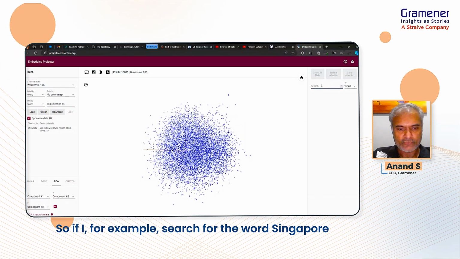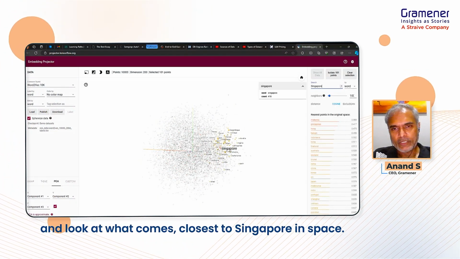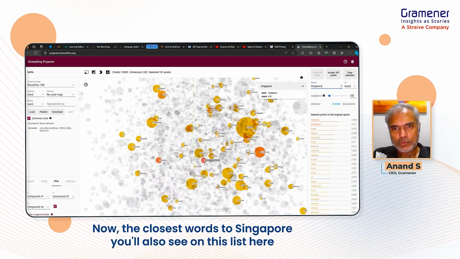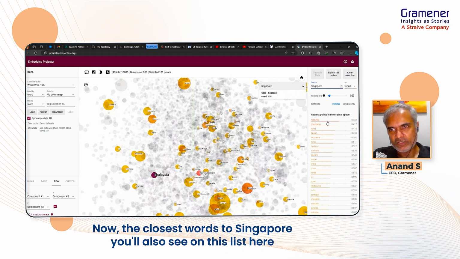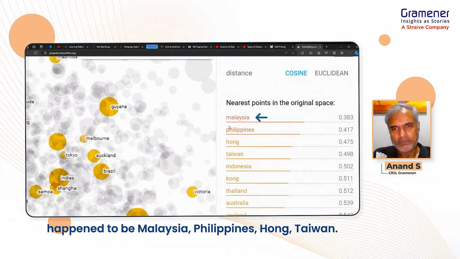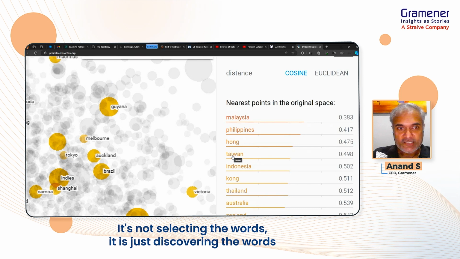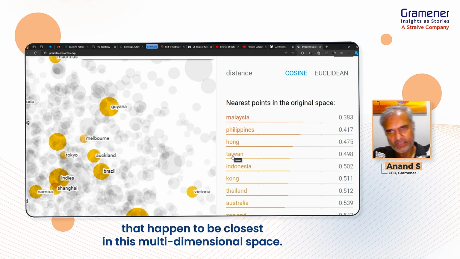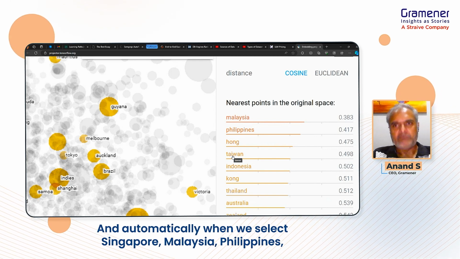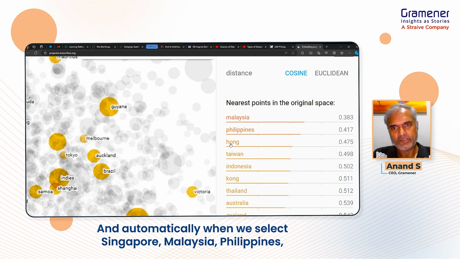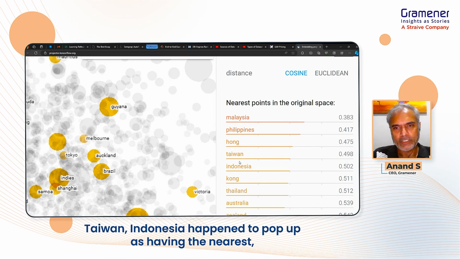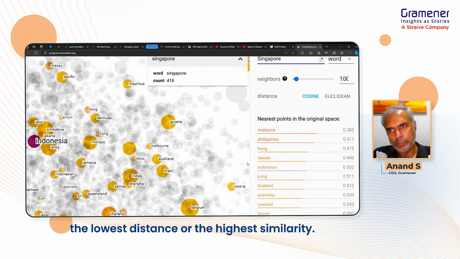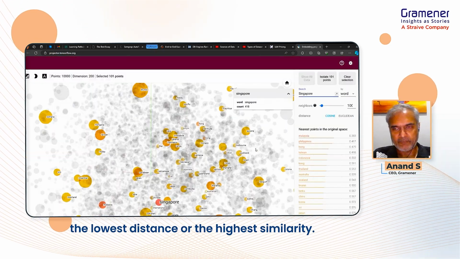So if I, for example, search for the word Singapore and look at what comes closest to Singapore in space. Now, the closest words to Singapore you'll also see on this list here happen to be Malaysia, Philippines, Taiwan. It's not selecting the words, it is just discovering the words that happen to be closest in this multidimensional space. And automatically, when we select Singapore, Malaysia, Philippines, Hong Kong, Taiwan, Indonesia happen to pop up as having the nearest, the lowest distance or the highest similarity.